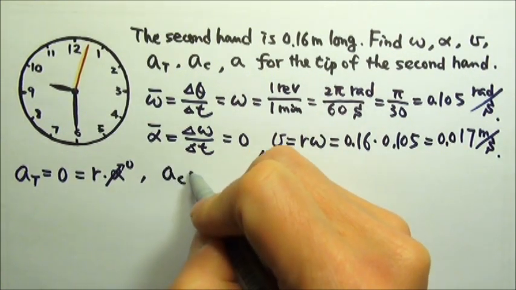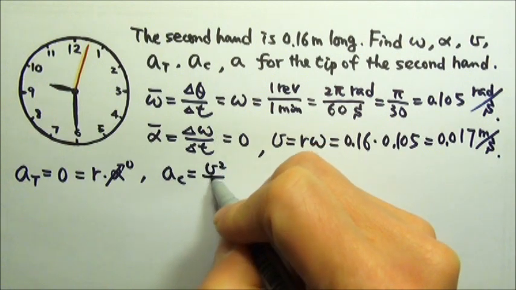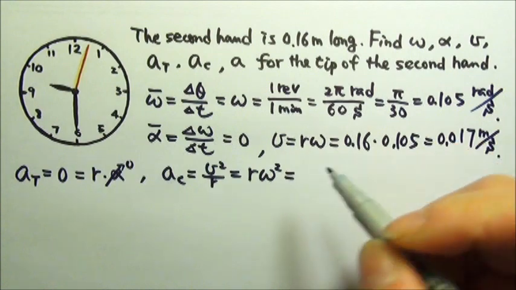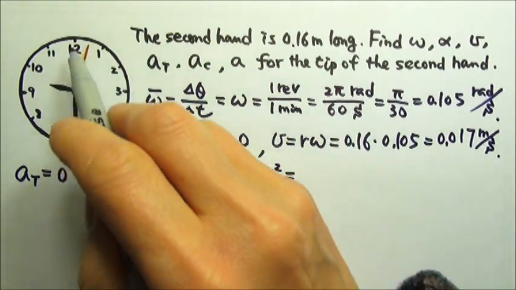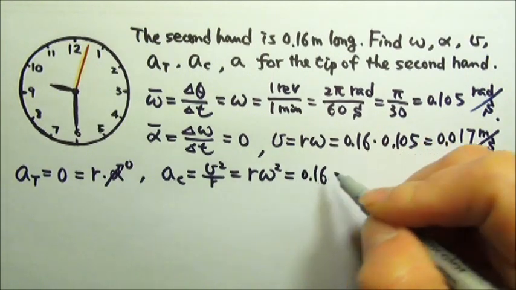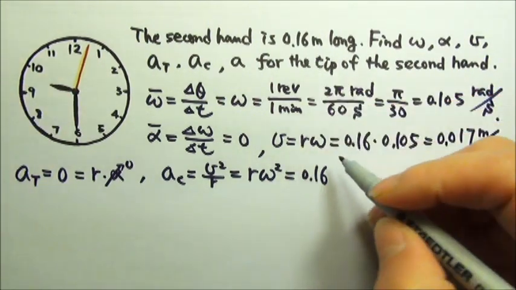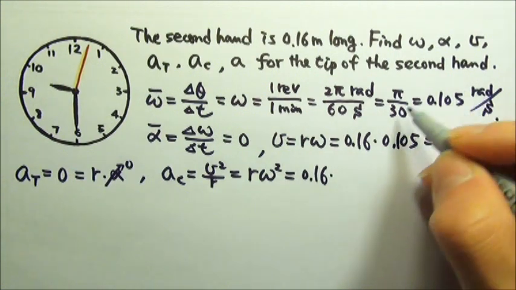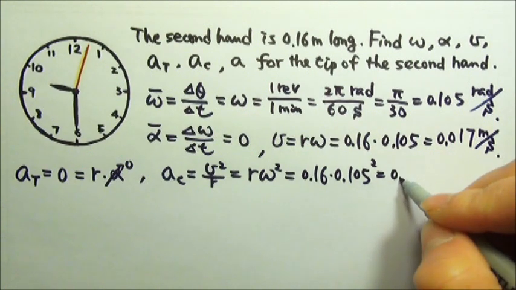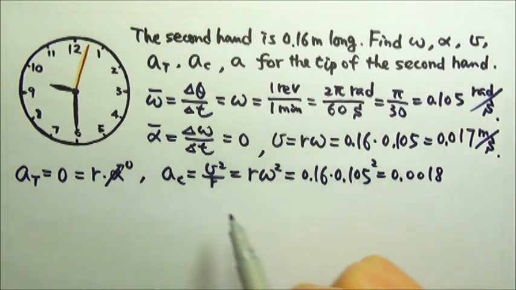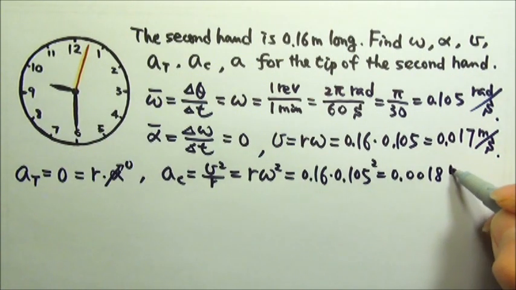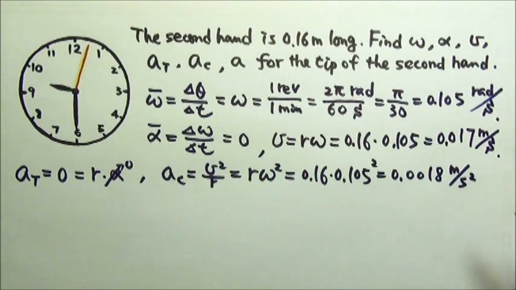And then centripetal acceleration, which is v squared over r, and it is also r times omega squared. For the second hand, the tip of the second hand is 0.16 meters from the axle. So the r is 0.16, and we have the omega 0.105 squared. So this gives us 0.0018. This is the linear or translational acceleration, so it's in meters per second squared.